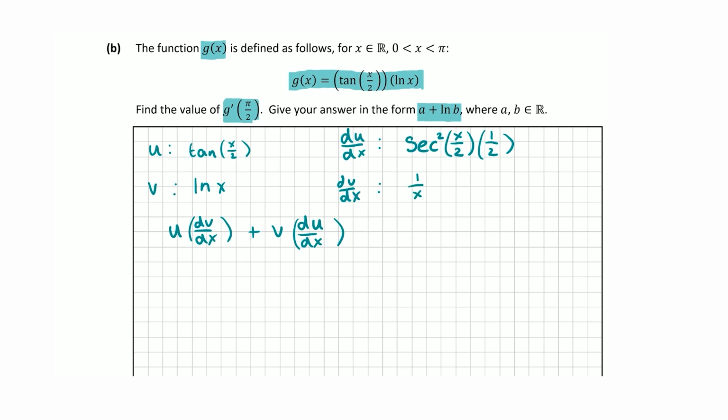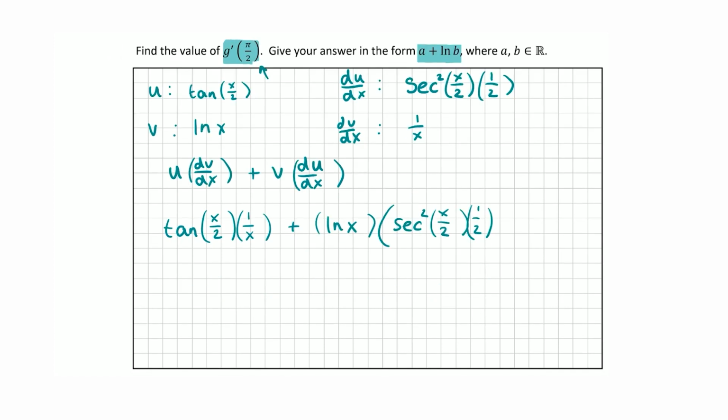So now let's start multiplying them. So we have u by dv dx. So that's going to be u is tan x over 2 by dv dx, which is 1 over x, plus v, which is ln of x, by du dx, which is sec squared x over 2 by a half. So now what we need to do is we need to fill in for x is equal to pi over 2. So we have tan of pi over 4, and that's multiplied by 1 over pi over 2, plus ln of pi over 2, sec squared pi over 4, and that's multiplied by a half.